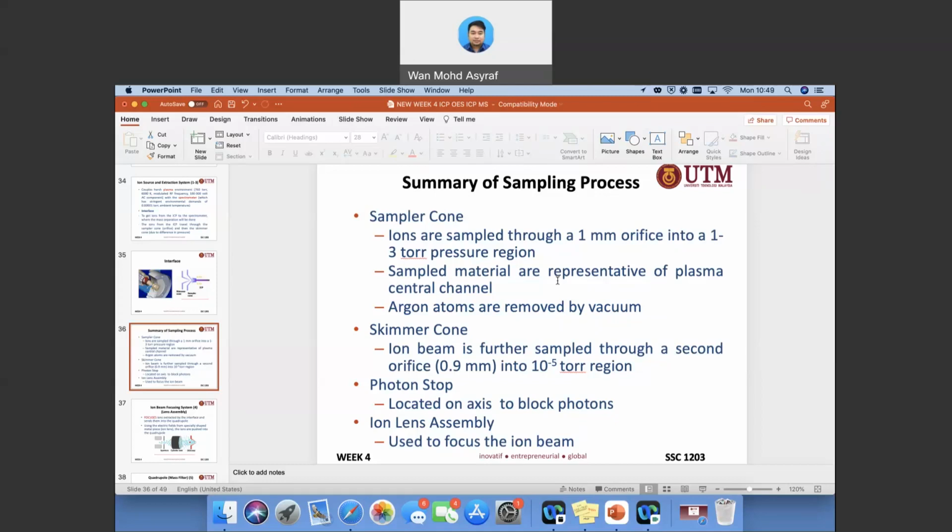And then we continue with the skimmer cone, where the ion beam is further sampled through a second orifice, which is about 0.9 millimeter. And then we continue to the photon stop and then the ion lens assembly before moving on into the quadrupole.